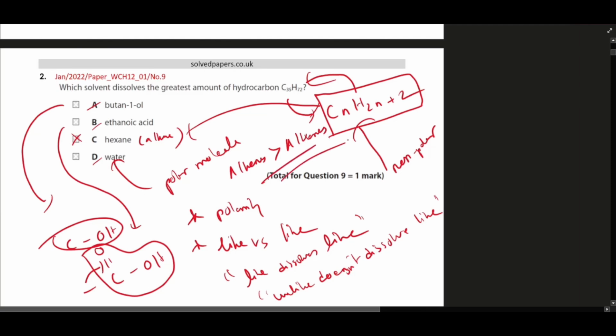That's a proven fact. There are many reasons if you go into the technical side, but if you don't want to remember that much, then just remember like dissolves like. So if you find the like molecule in any of the options, you can just tick that. That's the answer. Okay, both of you, did you understand? Yeah.